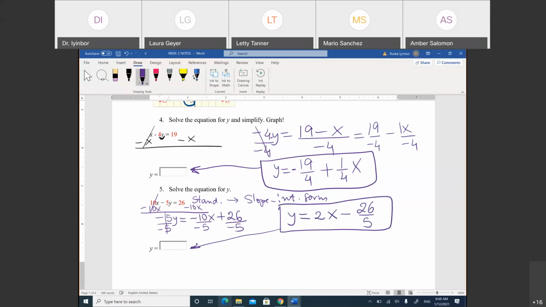Okay? So after you solve it like this, you move the x over and divide by the number in front of y. And then you reduce it. Okay? So that's how you solve it. Any questions?